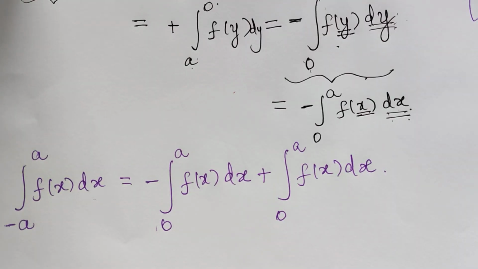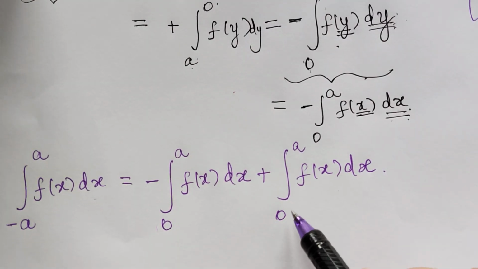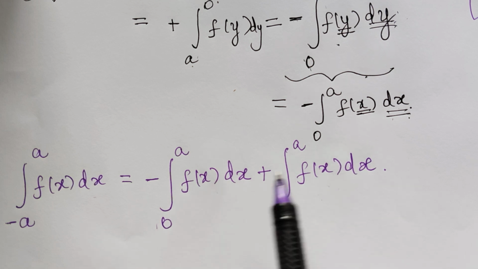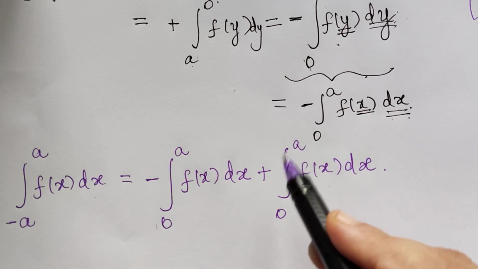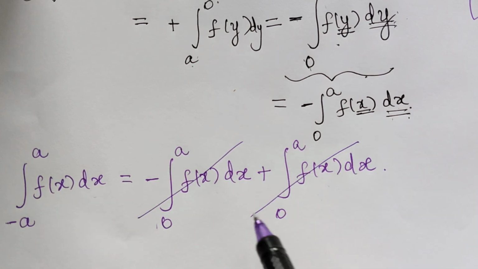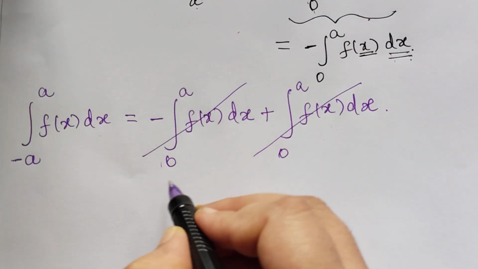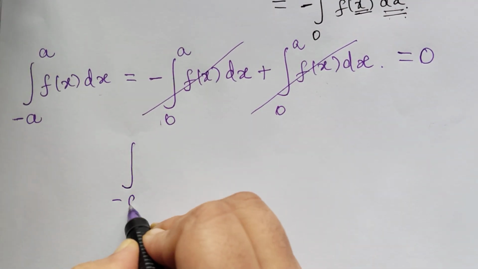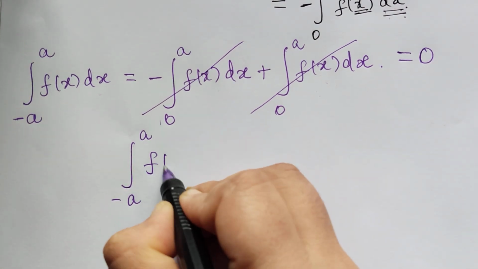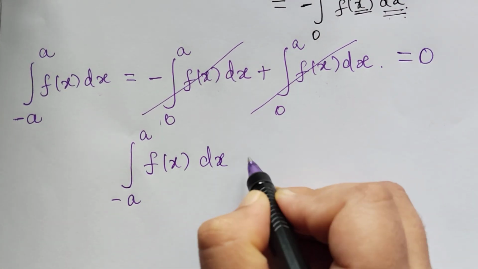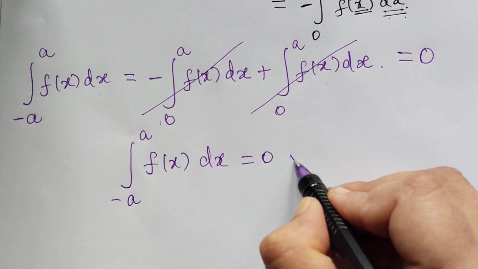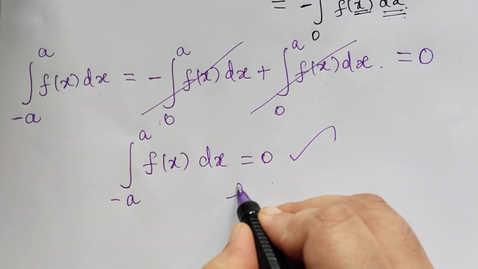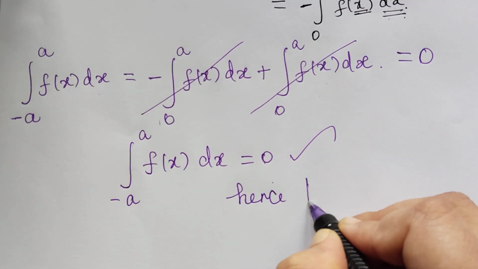Now after this, we have to check here. We see that both the integrals are the same with opposite signs. Therefore we can cancel both of them, and that will give us 0. Hence we have proved that the integral from minus a to plus a of f of x dx is equal to 0 whenever f is an odd function. That is very important. So hence we have proved this.